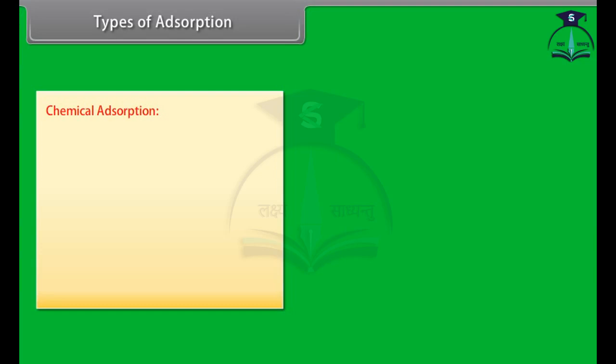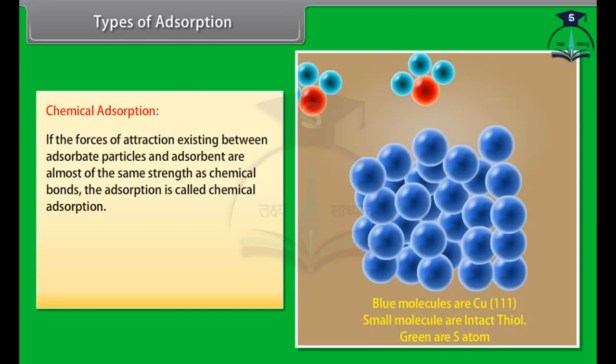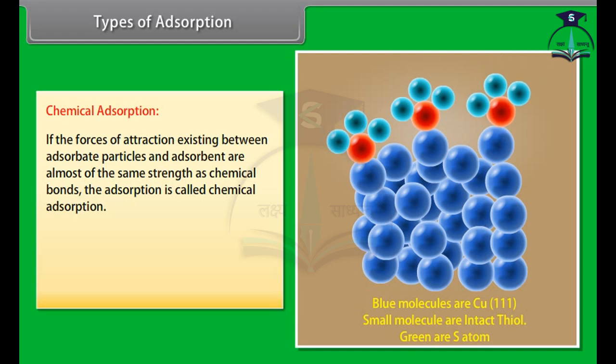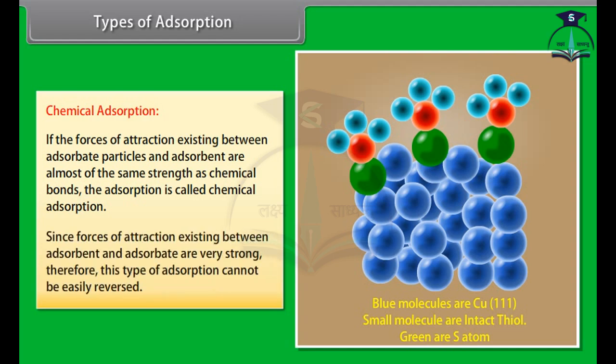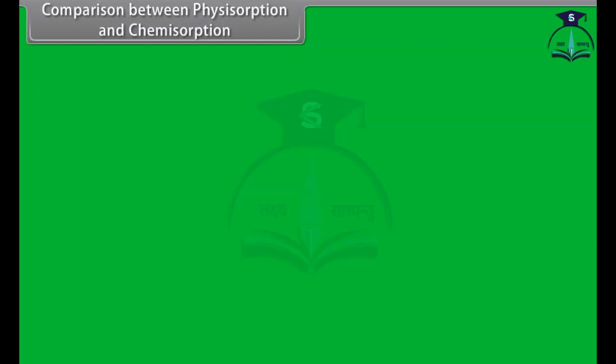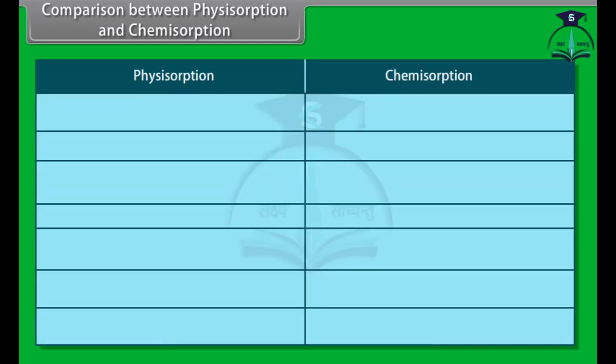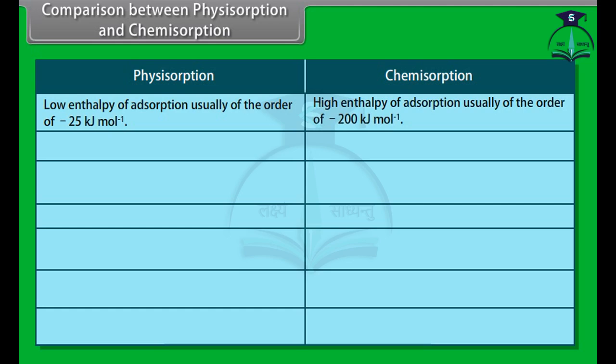Chemical adsorption. If the forces of attraction existing between adsorbate particles and adsorbent are almost of the same strength as chemical bonds, the adsorption is called chemical adsorption. Since these forces of attraction are very strong, this type of adsorption cannot be easily reversed. Comparison between physisorption and chemisorption. The important differences between physisorption and chemisorption are: low enthalpy of physisorption, usually of the order of -25 kJ per mole, whereas high enthalpy of chemisorption, usually of the order of -200 kJ per mole.